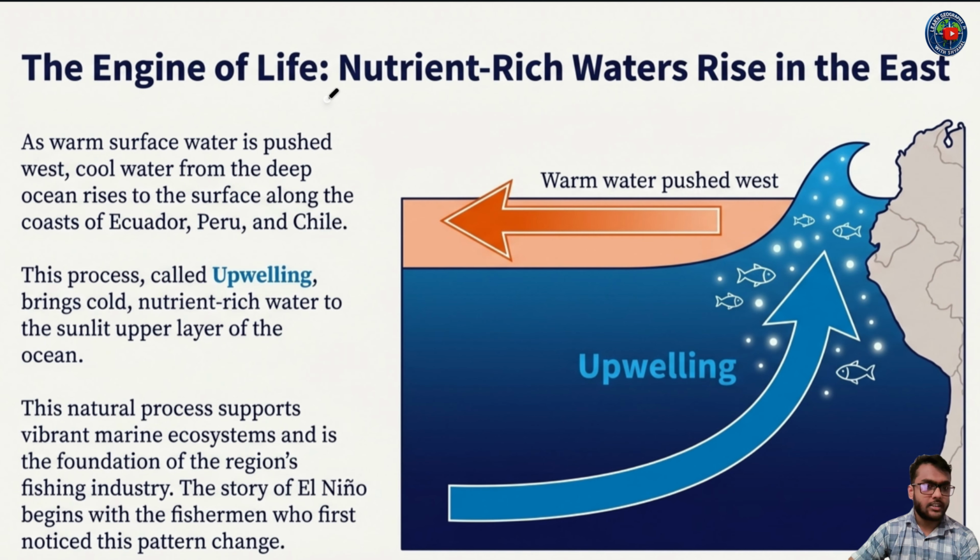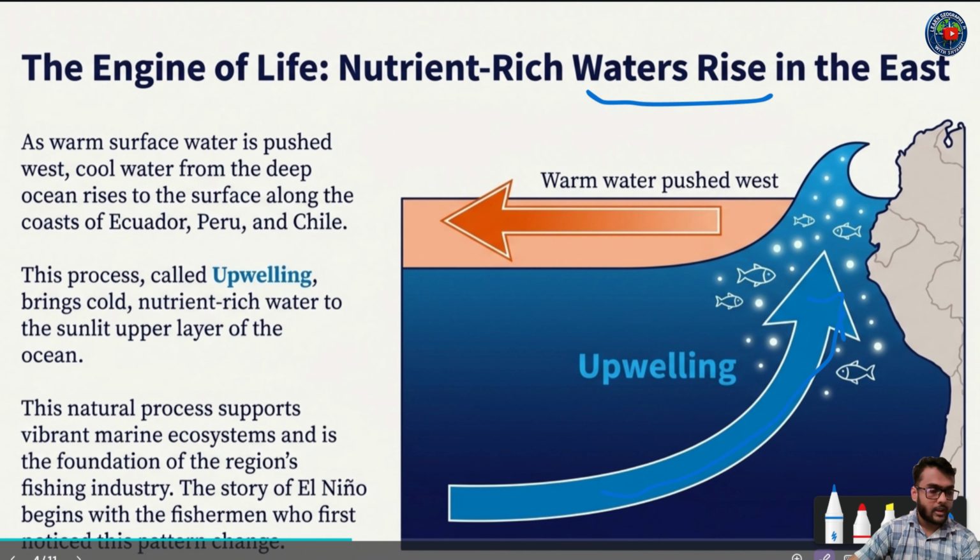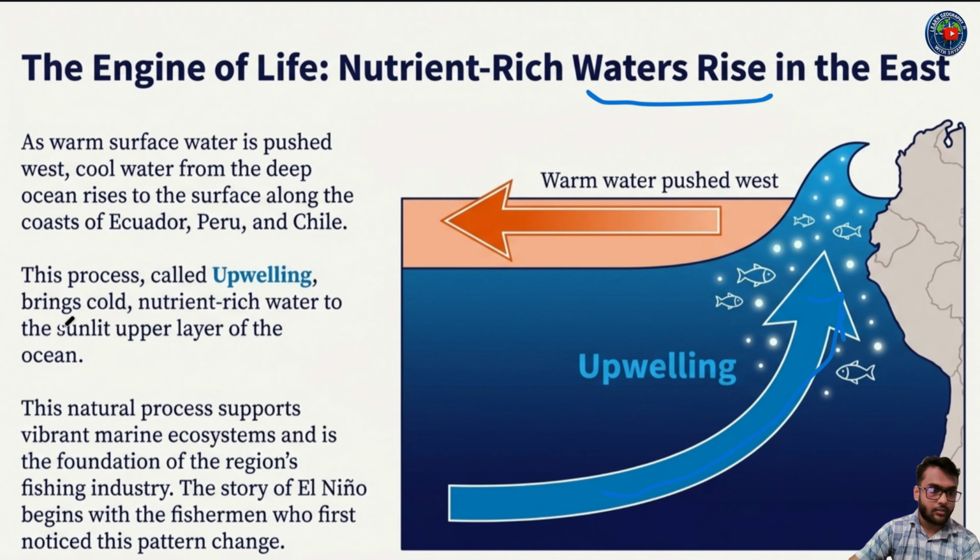Now, the engine of life: nutrient-rich waters rise in the east. As warm surface water is pushed west, cold water from the deep ocean rises to the surface along the coast of Ecuador, Peru, and Chile. This process is called upwelling. It brings cold, nutrient-rich water to the sunlit upper layer of the ocean. This natural process supports a vibrant marine ecosystem and is the foundation of the region's fishing industry.